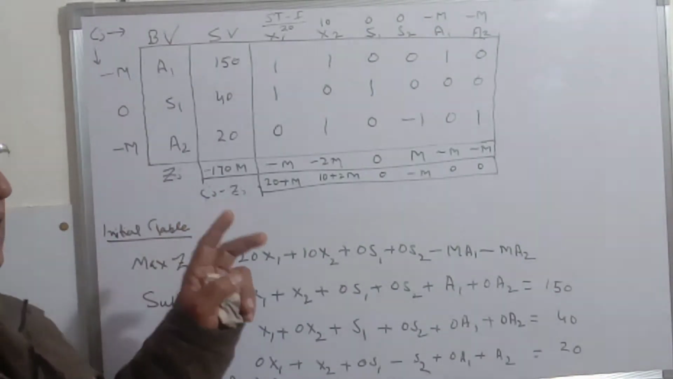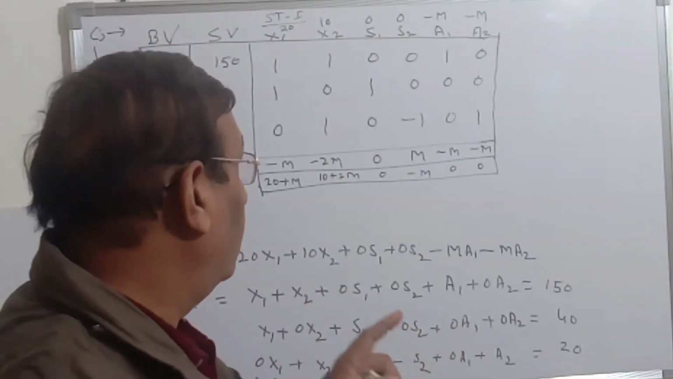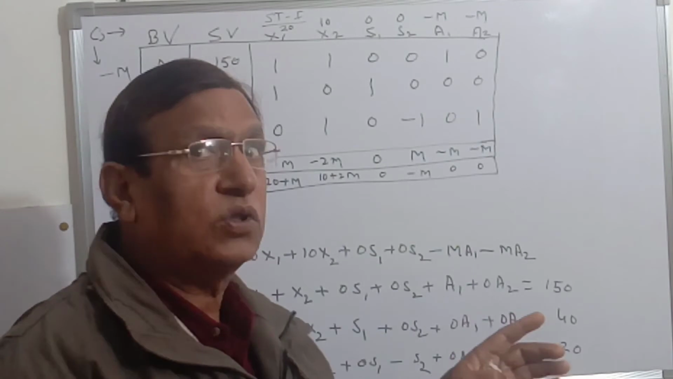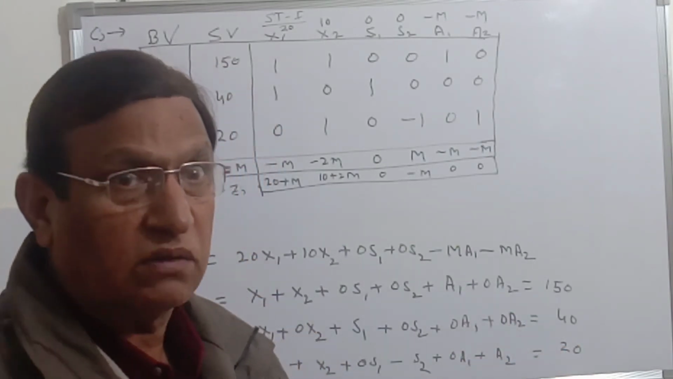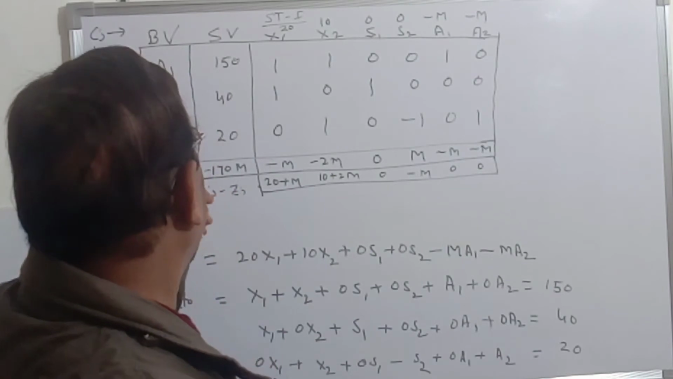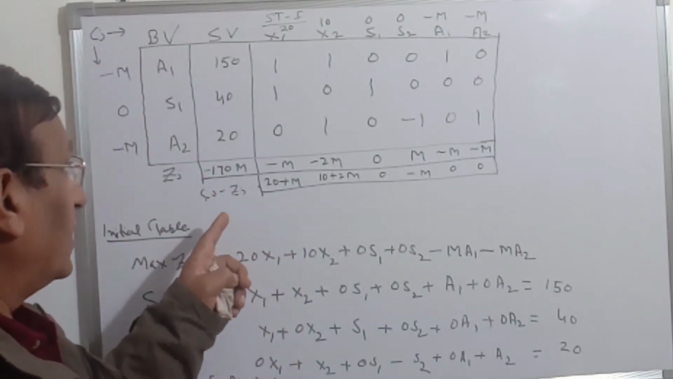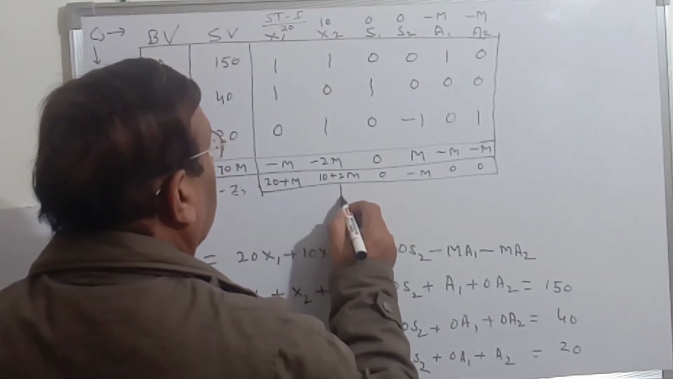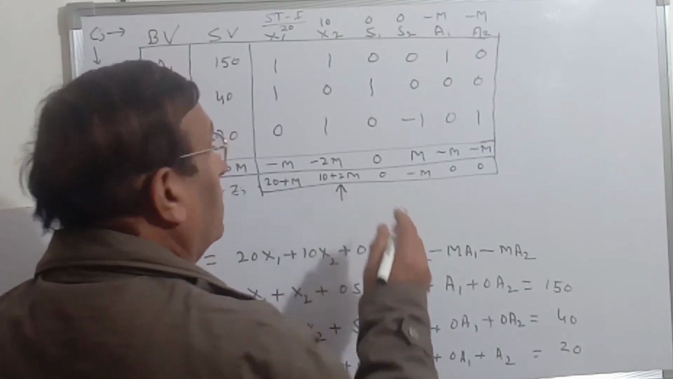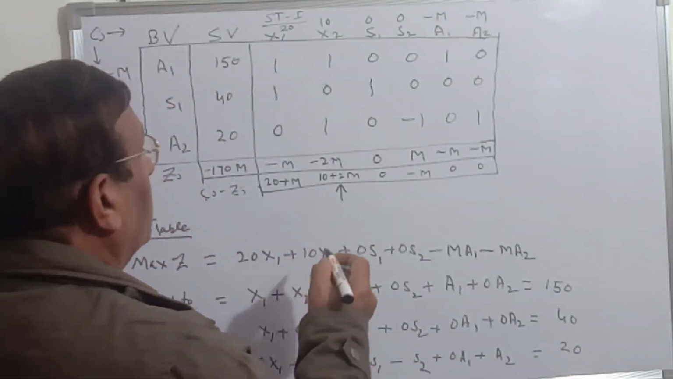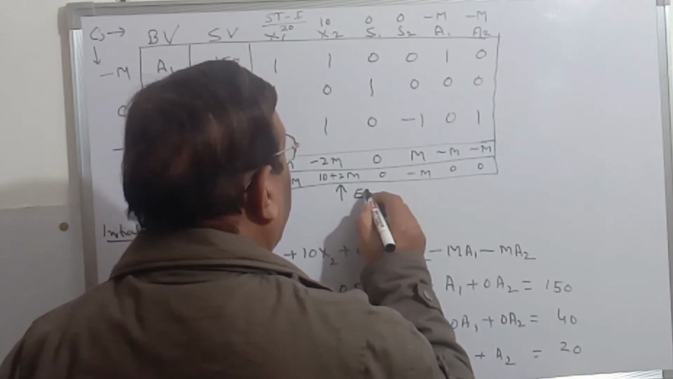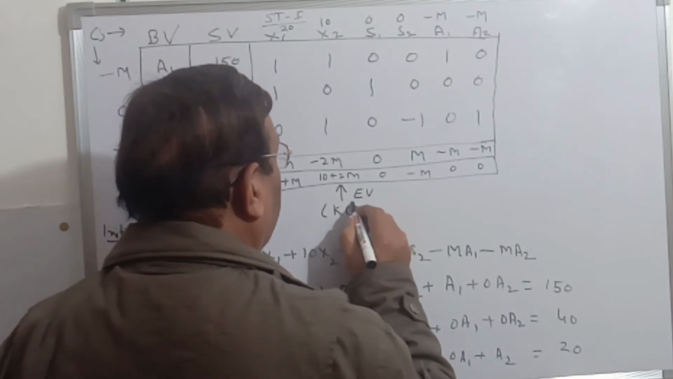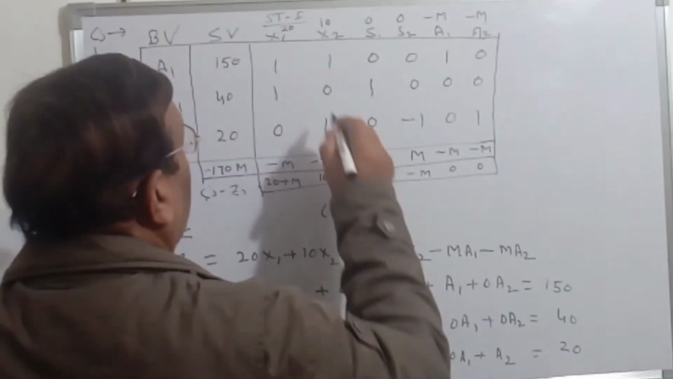So when Z is maximized, we find the value of CJ minus ZJ as the most positive, higher value, because CJ minus ZJ will decide the entering variable. So this is positive, 10 plus 2M. M is a very large number, so it is 2M. So it is your entering variable. This is also known as the key column. Entering variable: X2 will enter.